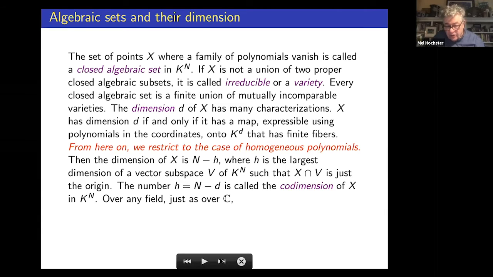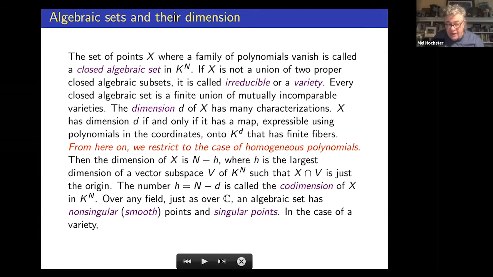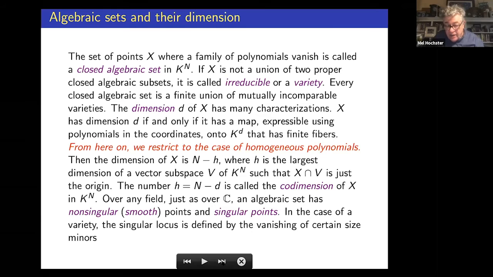And over any field, just as over the complex numbers, you can talk about smooth points or non-singular points and singular points. In the case of a variety, the singular locus is defined by the vanishing of certain size minors of a Jacobian matrix. So the situation is the same as over the complex numbers. You can do the same thing over any algebraically closed field and get analogous notions.